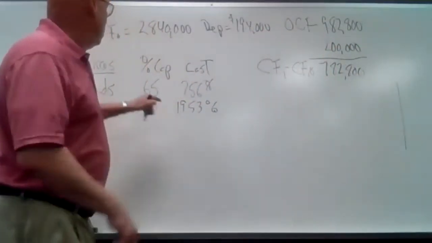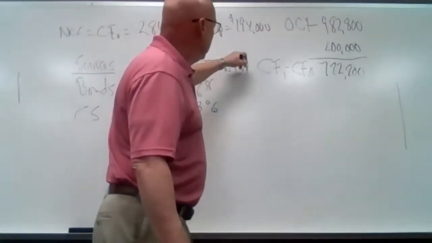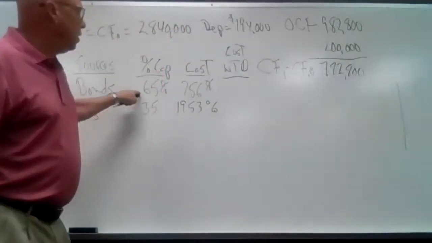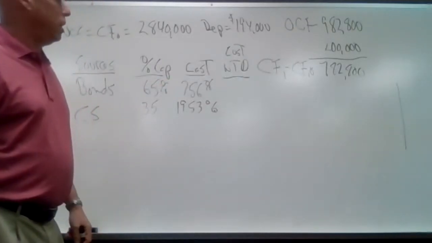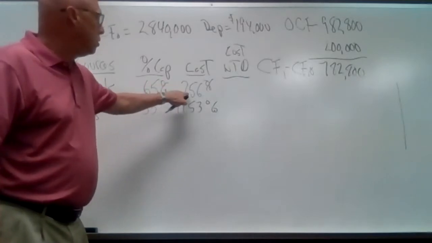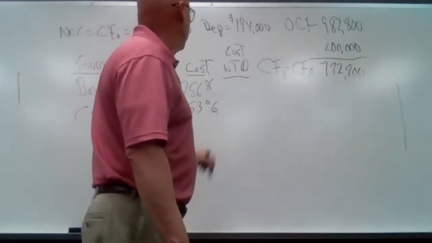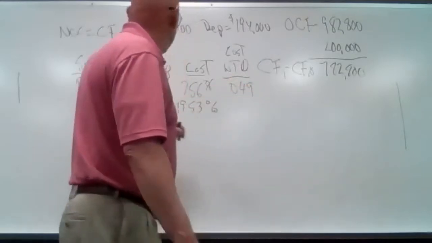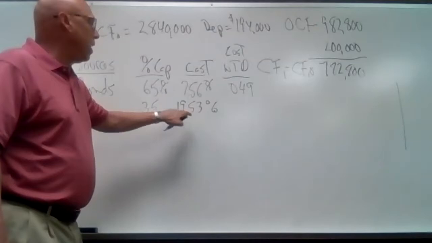All right. So we're going to multiply 65%. So weighted cost. 0.65 times 0.0756. What does that equal? So 0.65 times 0.0756. 0.049. Okay. 0.35 times 0.1953.